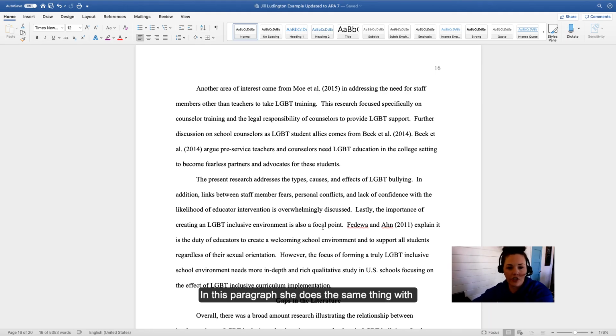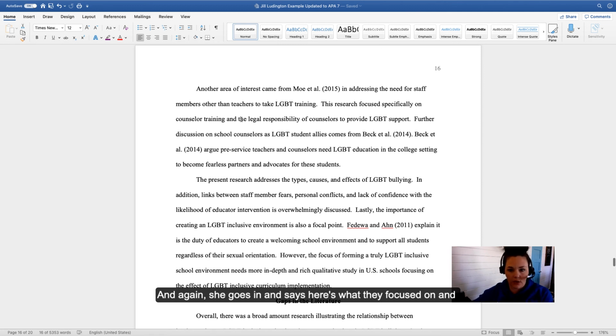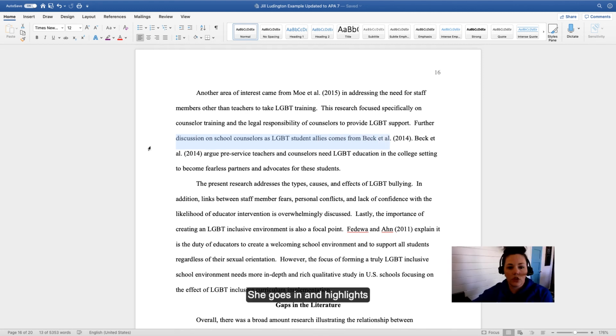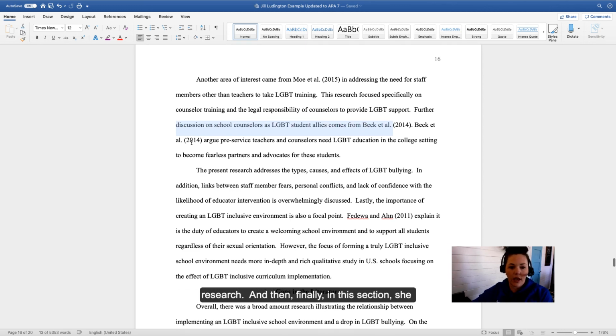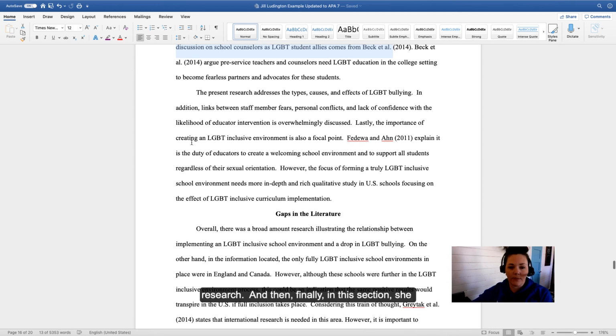In this paragraph, she does the same thing with two other articles that had some content in common. And again, she goes in and says, here's what they focused on. Here's some suggestions for future research. She highlights in one or two sentences what the focus of the studies were, and then she says here's some suggestions that they had for future research.